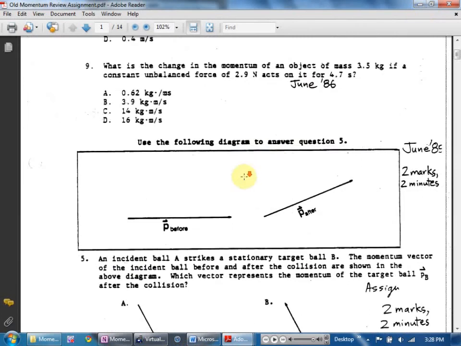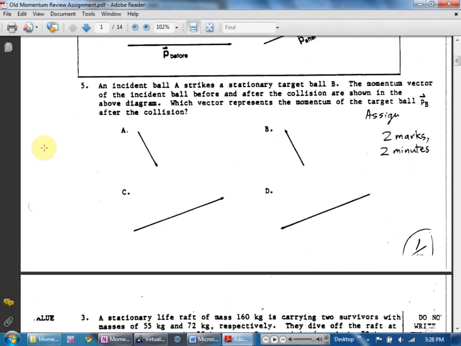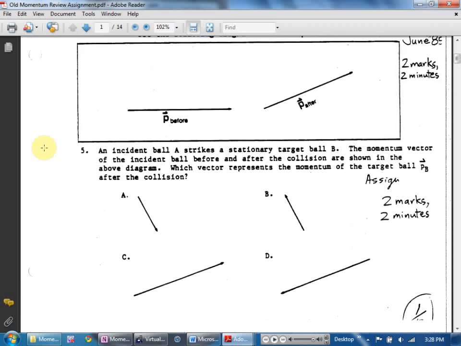Number 5, an incident ball A strikes a stationary target ball B. The momentum vector of the incident ball before and after the collision are shown in the above diagram. Which vector represents the momentum of the target ball after the collision?